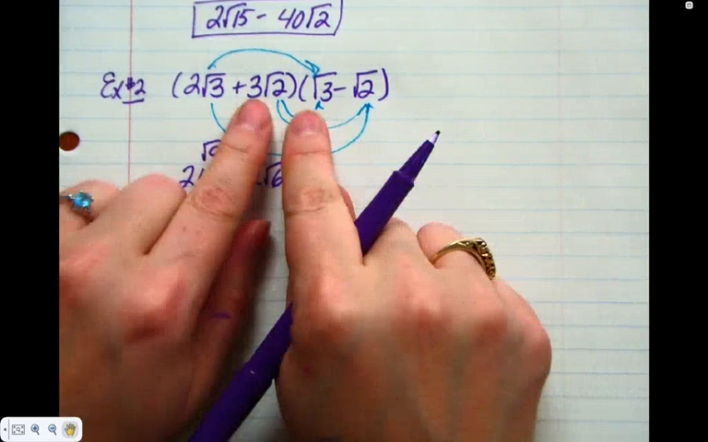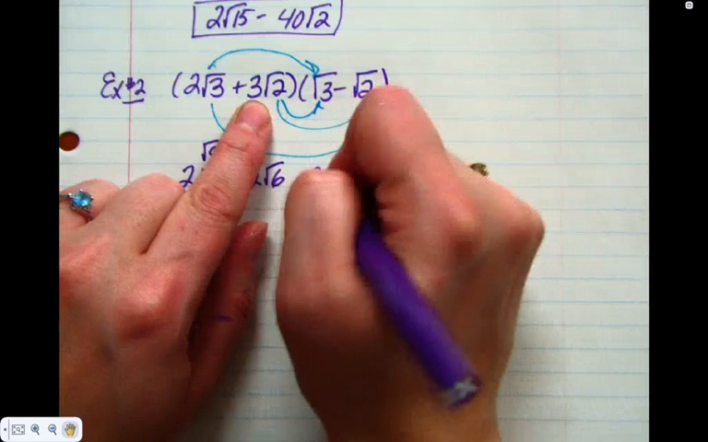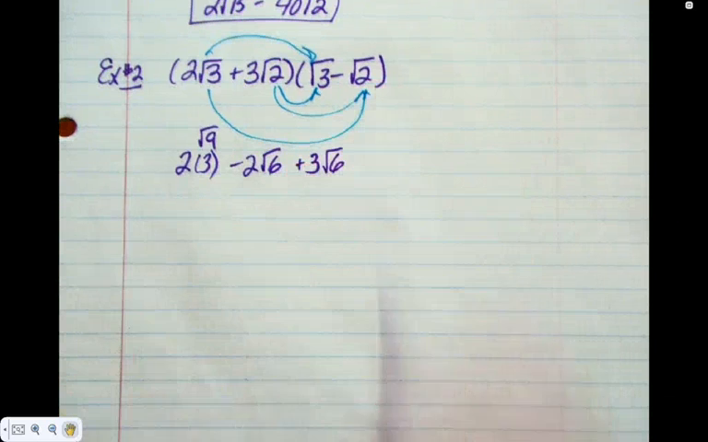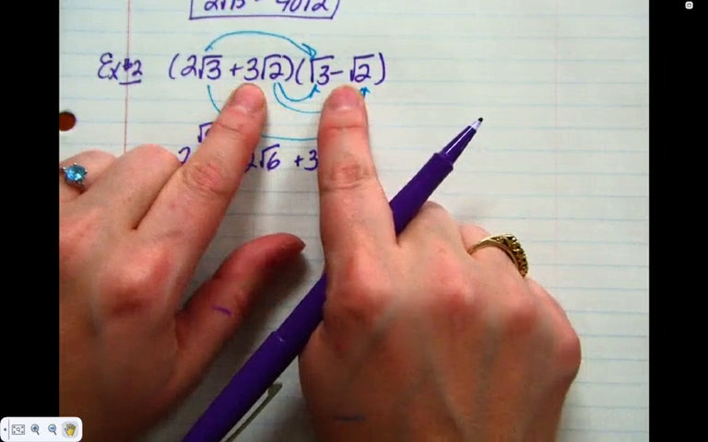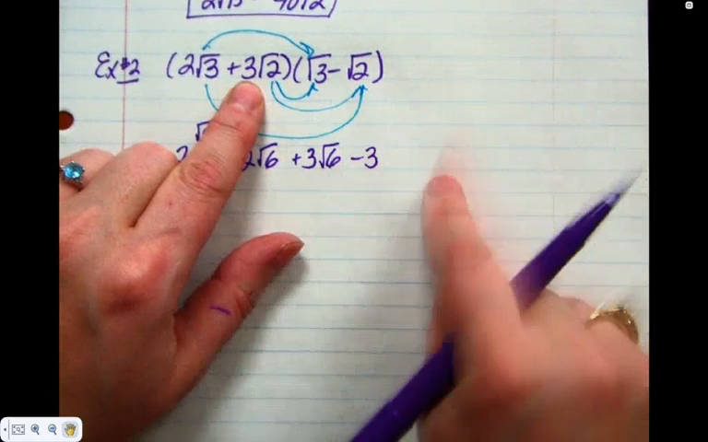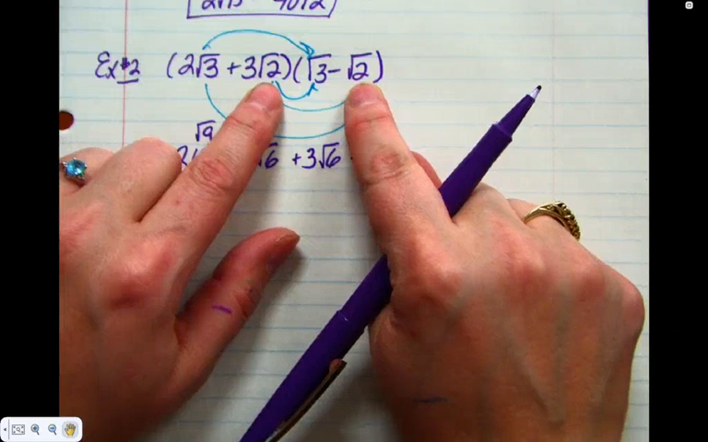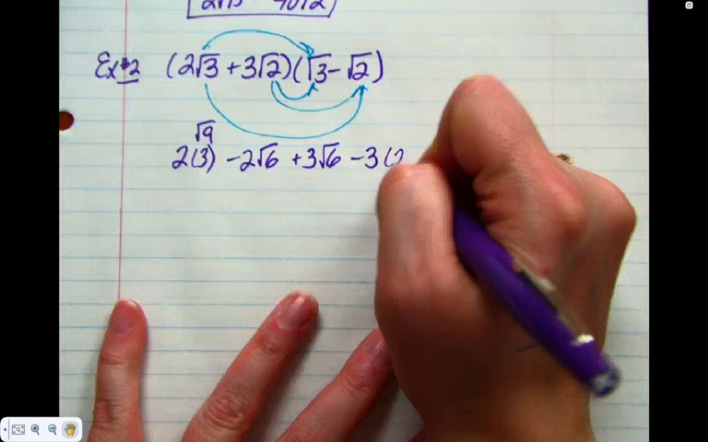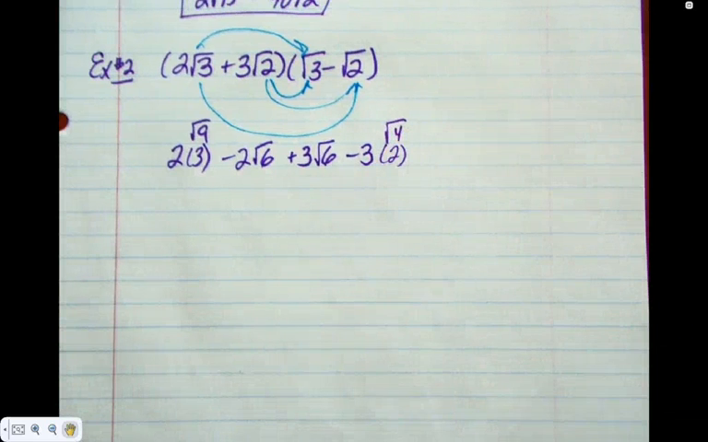The inside terms, 3 times 1 is 3. Root of 2 times root of 3, root of 6. And the last 2 terms, 3 times minus 1 is minus 3. Root of 2 times itself, this is our little rule, root of x times root of x is x. So again, if your brain wants to put root of 4 and then make it 2, that's fine. But that's where it's coming from. Root of 2 times root of 2 is just 2.